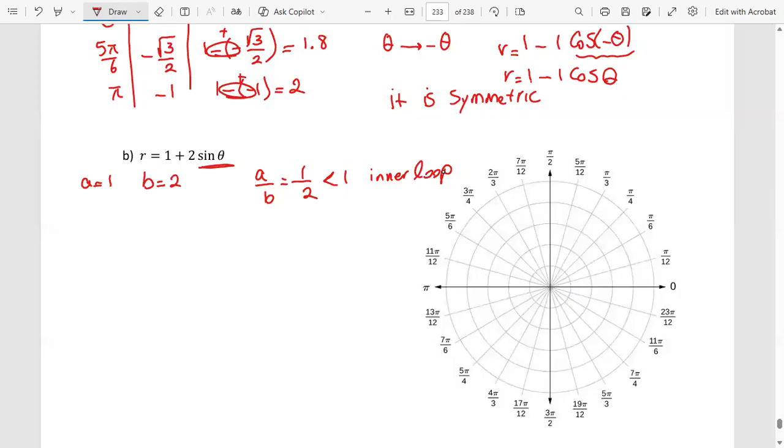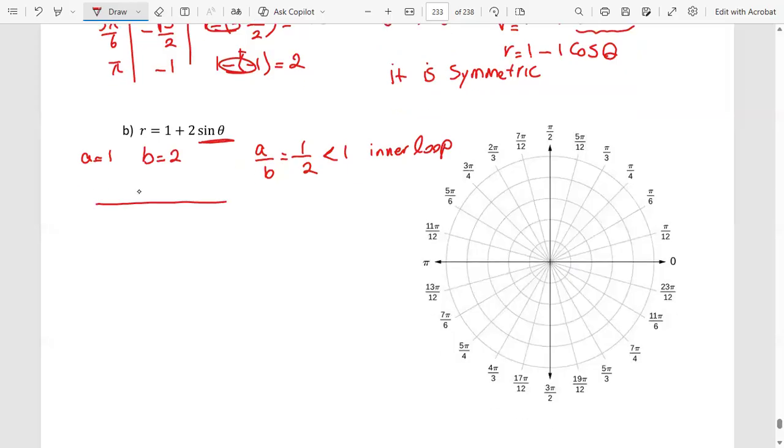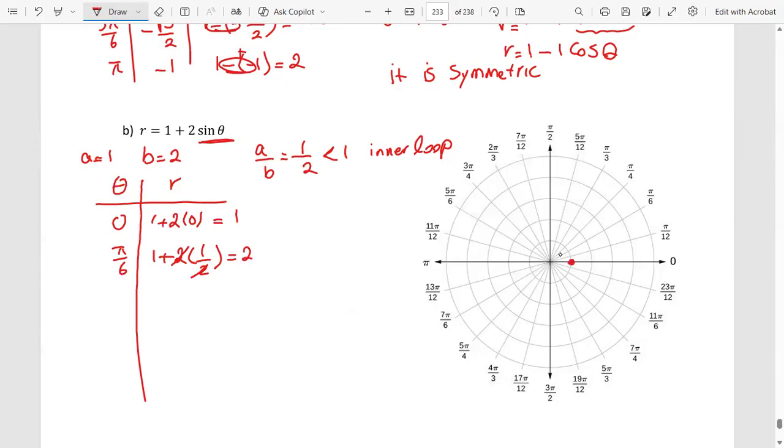Okay. Now let's create a table of values, replace numbers for theta, and find the r. If theta is 0, the sine of 0 is 0, and 1 plus 2 times 0 is just 1. 0 and 1. That's my first one. If I replace pi over 6, the sine of pi over 6 is 1/2, and 1 plus 2 times 1/2, which is 1 plus 1, is 2. So for pi over 6, we have 2.